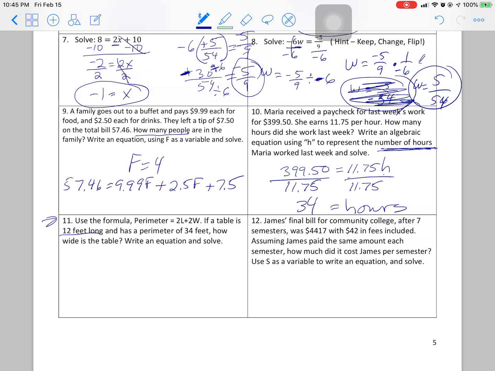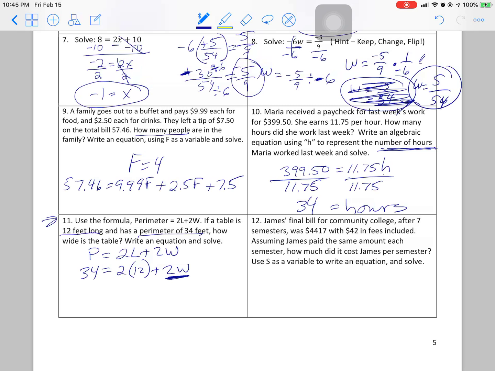All right, we got another perimeter one here. It says the table is 12 feet long. The perimeter, okay, so let me write it down. P equals 2L plus 2W. All right, they're giving me feet. That's 12 feet long. They're giving me a perimeter of 34 and then asking me how wide it is. Interesting. All right, so the W is our variable. So this is our variable term here.